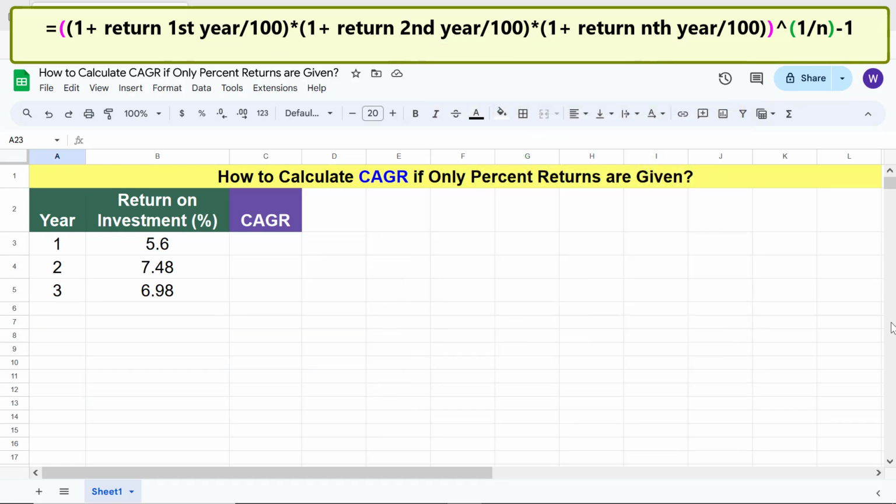Okay, before I type the CAGR formula in this cell, I will pre-format it to display the CAGR with the % symbol. Alright, first, type the equal to symbol, and 2 opening parentheses. Type 1, and the plus symbol. Click this cell, type the division operator /, and type 100, to convert the percentage value to decimal value. Type a closing parenthesis, and type the multiplication operator, *.